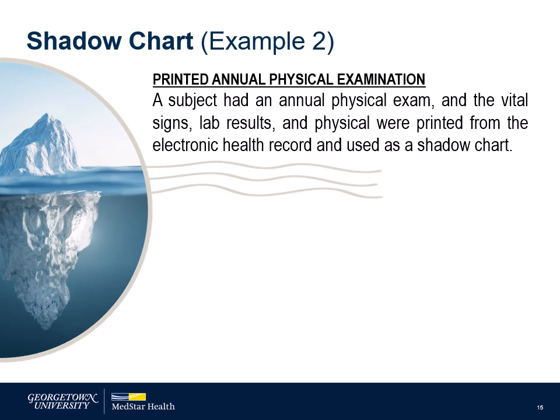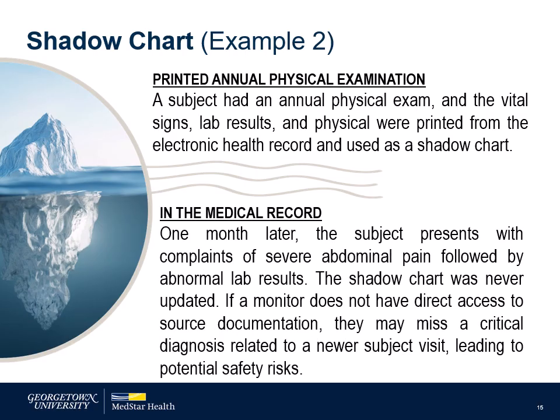Example 2. A subject had an annual physical exam, and the vital signs, lab results, and physical were printed from the electronic health record and used as a shadow chart. One month later, the subject presents with complaints of severe abdominal pain, followed by abnormal lab results. The shadow chart was never updated. If a monitor does not have direct access to source documentation, they may miss a critical diagnosis related to a newer subject visit, leading to potential safety risks.